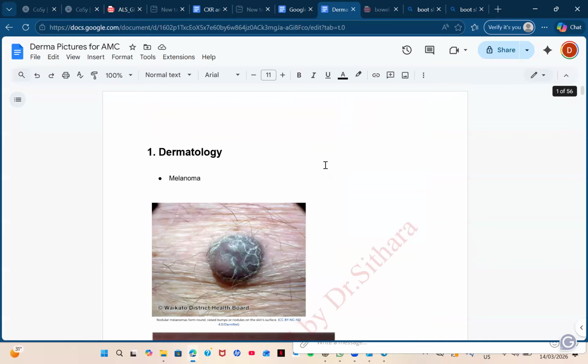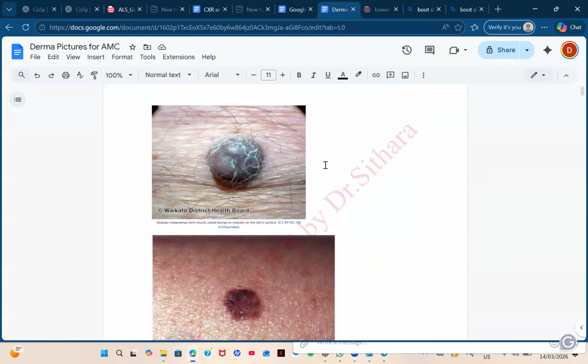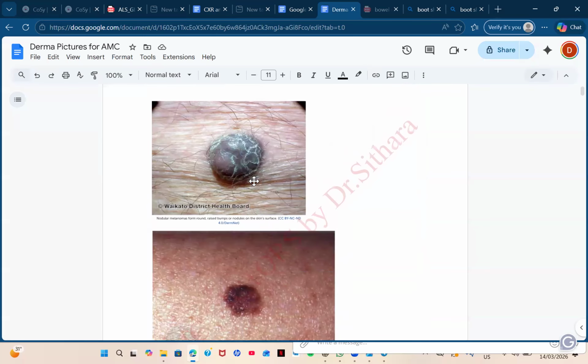Here also we are not discussing treatment. We just have a look at the pictures, then you will identify. Other than that, I will ask some small questions. So now tell me, what types of melanoma do you know?